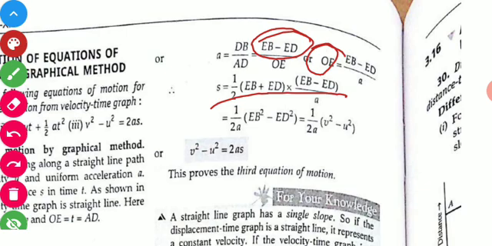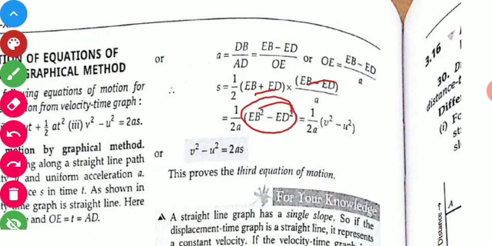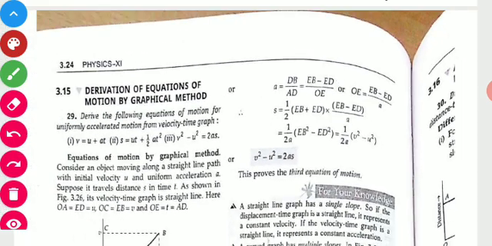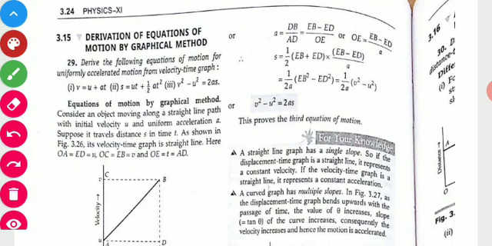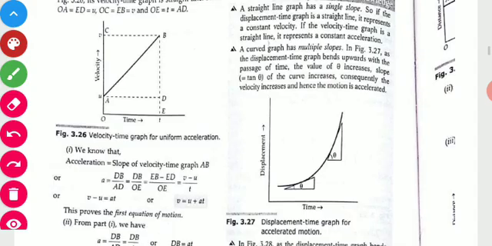After solving, because we know that (a plus b)(a minus b) is a square minus b square, we get v square minus u square, and finally v square minus u square is equal to 2as. So this is the third equation of motion. In this way we can derive all these equations by the graphical method.